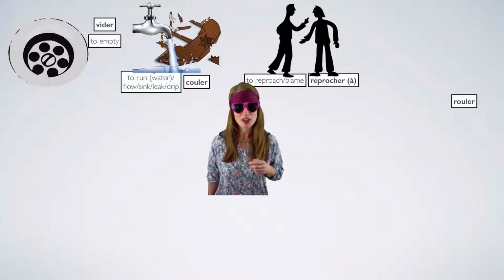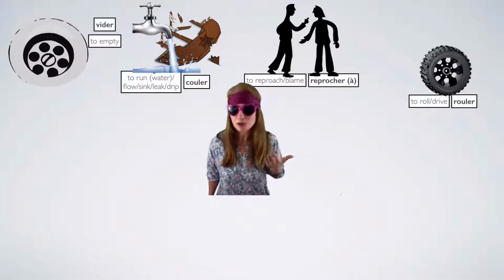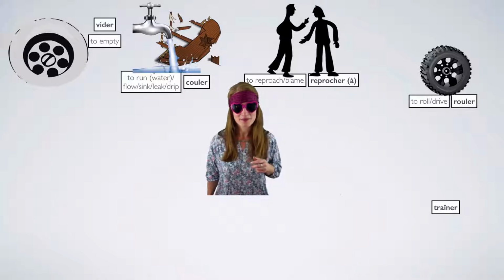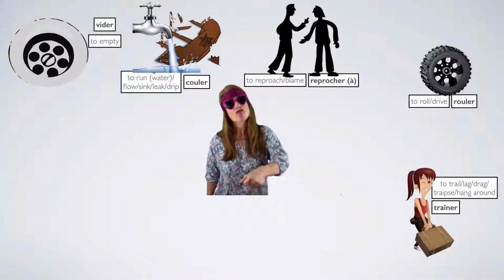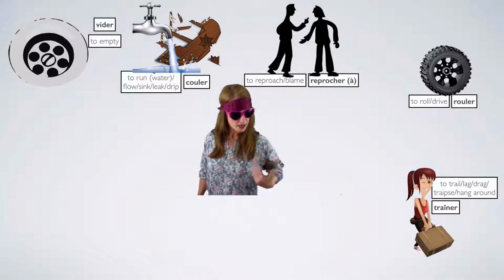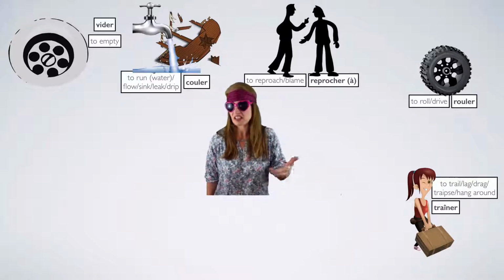Rouler. Like a roulade. To roll, but it's used instead of conduire a lot. Rouler. Traîner. It's a funny one, this. Doesn't mean to train. It means to trail. I suppose we have a train that we wear like a veil. To trail, to lag, to drag, to traipse. It also means to hang around, like, qu'est-ce que tu fais à traîner ici? What are you doing hanging around here?